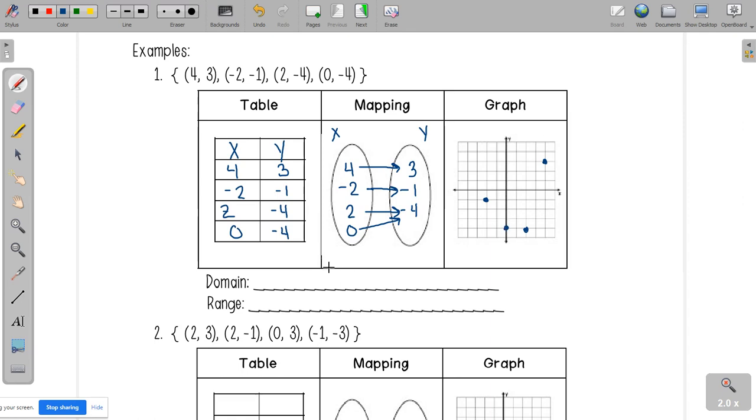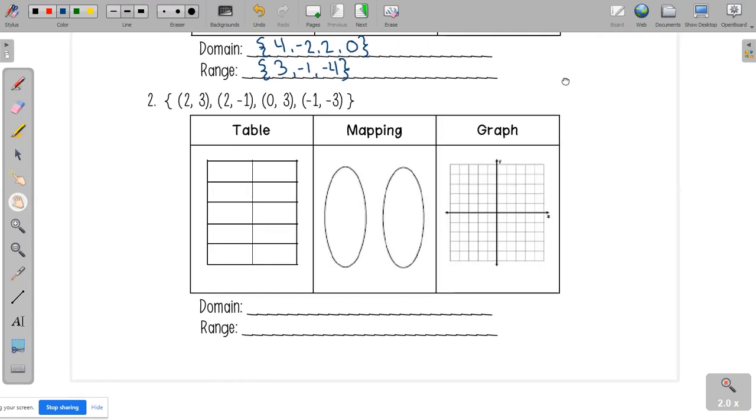Now we list our domain. Remember, domain is all your x values. So we have 4, -2, 2, and 0. And we list it in these squiggly brackets. Same thing for the range, but it's our y values. 3, -1, -4, and we have -4 again, but we do not list them twice. So that is our first example.